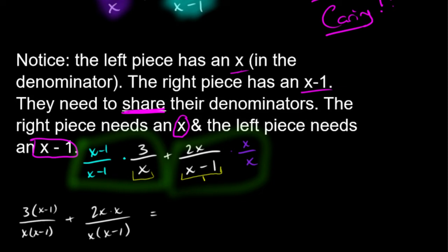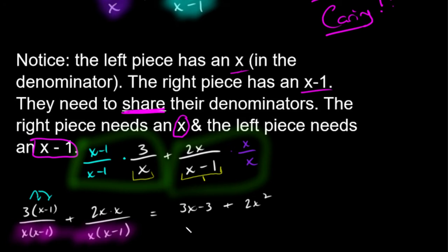Now we have a common denominator. Here is our common denominator. We have shared, and we are now happy that we have a common denominator. And so all you need to do is combine across the top. So we'd have to distribute that, and then we have to add. So I'll distribute 3x minus 3, and then plus the 2x times x, which is 2x squared, over x times x minus 1. This is already in its simplest form.